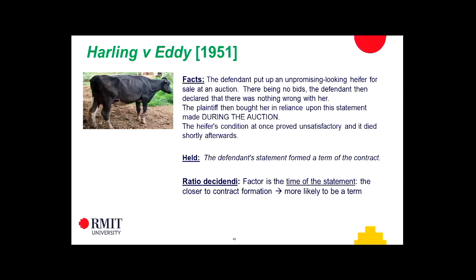Harling and Eddy is the case you use for timing of the statement. Harling and Eddy, we have this sickly cow that's being sold at an auction. And no one's bidding on this cow because it doesn't look well. Its bones are sticking out and no one wants to bid on it. So the person selling the cow goes, why is no one bidding? And they make a statement that there's nothing wrong with the cow. It's actually quite healthy. So the plaintiff Harling's gone and bidded. That bid's been accepted during the auction. But the cow or the heifer actually had tuberculosis and died shortly after the contract was entered into.